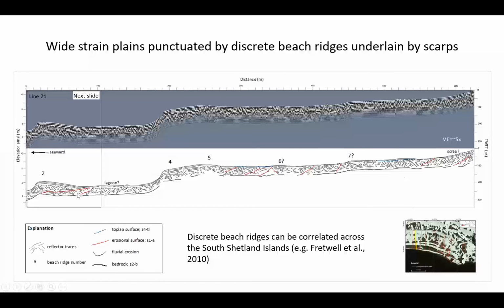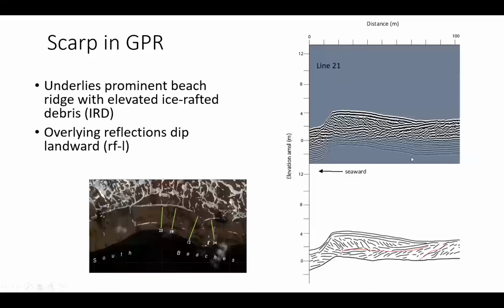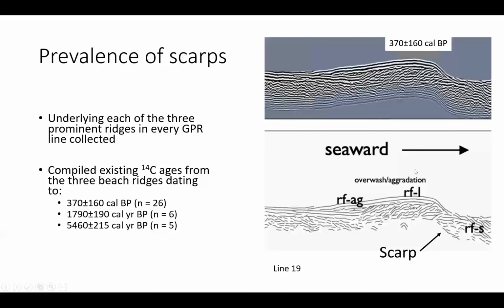If we zoom in on these sort of prominent beach ridges, they all have a very similar architecture beneath them, in that we see sort of seaward dipping reflections. To your left is seaward in this case. And then when we get to the beach ridge, we actually see landward dipping reflections. And immediately beneath it, we see a scarp in the bedrock right here with onlap. And it's not just here, it's underneath every one of these high beach ridges that we've imaged.